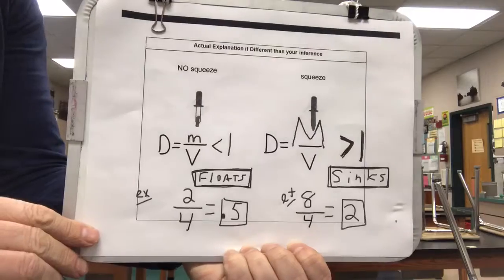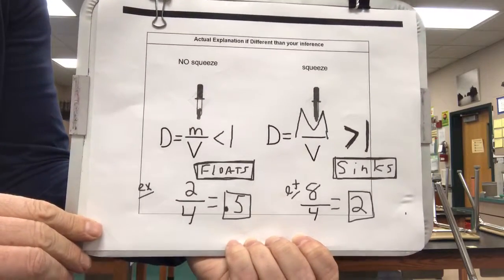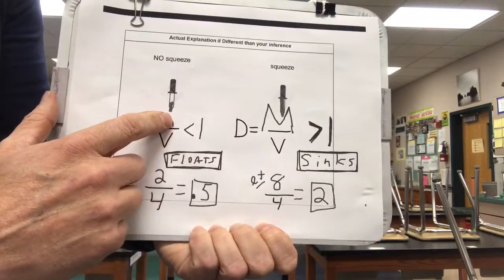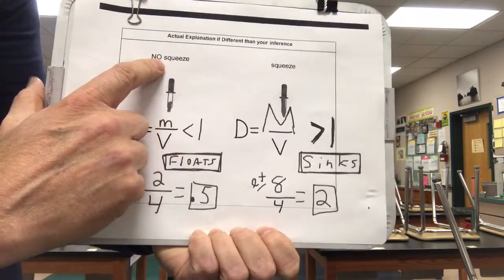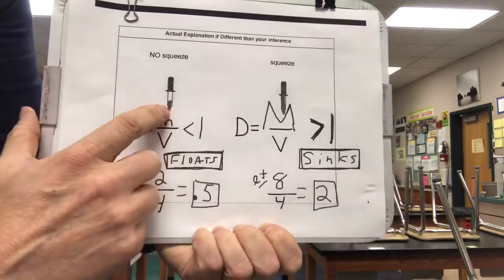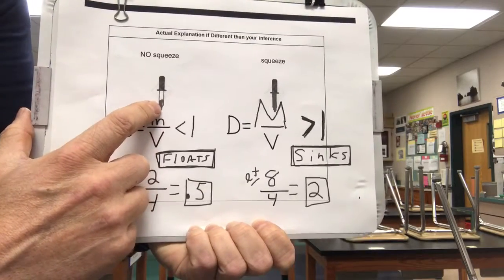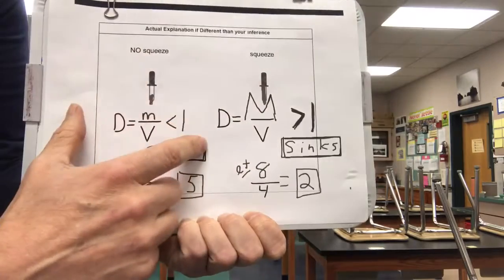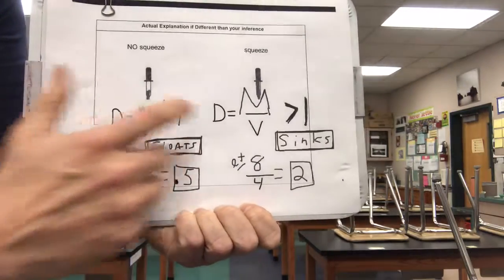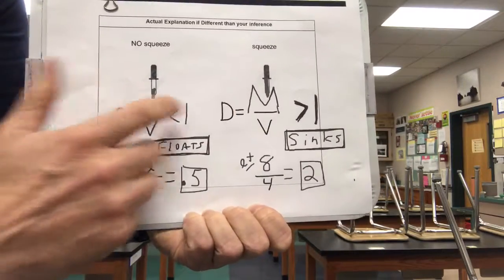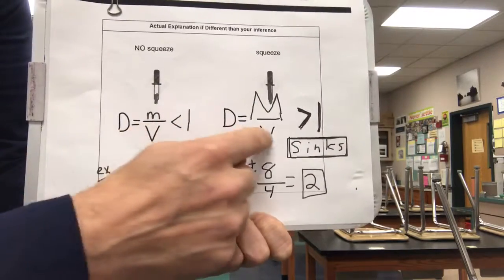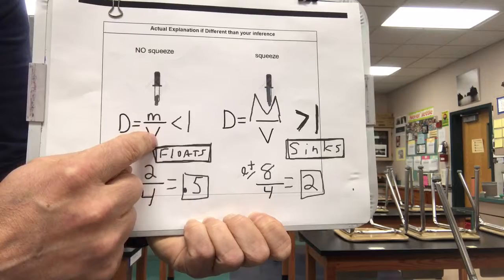Feel free to pause the video and copy these into your notes if you need to, or your handout. So this is my actual explanation. Not squeezing, squeezing the bottle. Notice when you're not squeezing, you don't have very much water in the eyedropper, and when you squeeze the bottle, it fills with water. In the density formula, that actually affects the mass of the eyedropper, but doesn't change the size or the volume of the eyedropper.